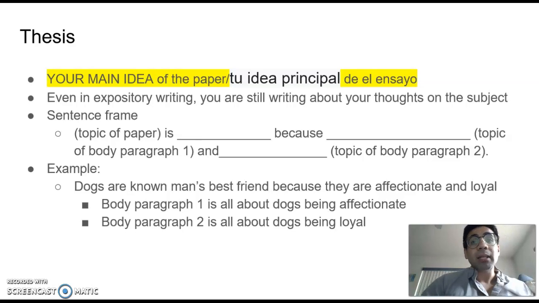So if I'm going to be writing about my essay about dogs, dogs are known as man's best friend because they are affectionate and loyal. So I know that body paragraph 1 is all about dogs being affectionate and body paragraph 2 is all about dogs being loyal.